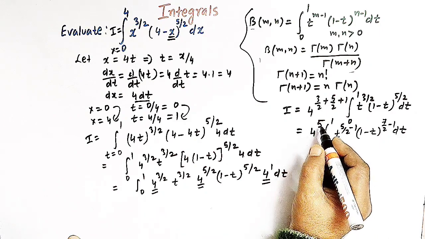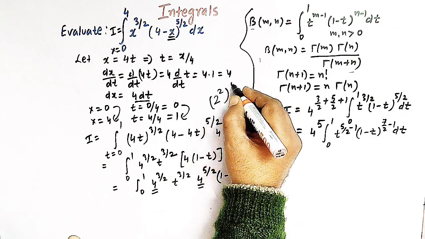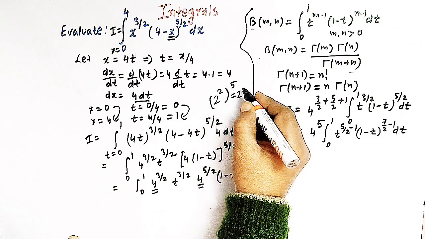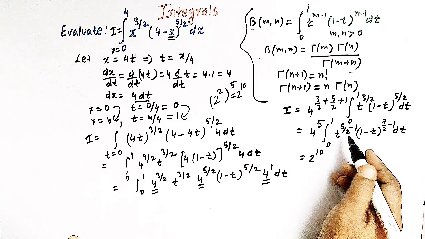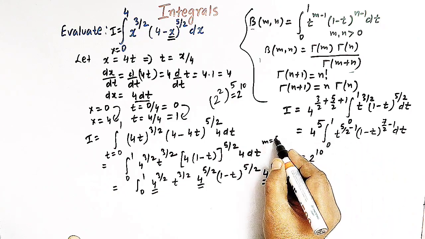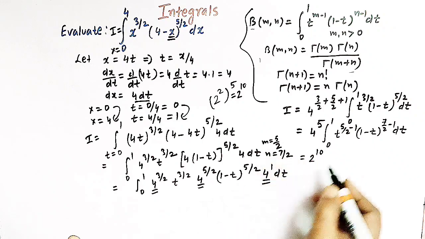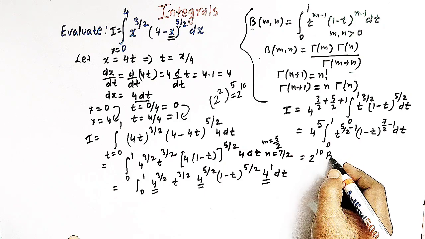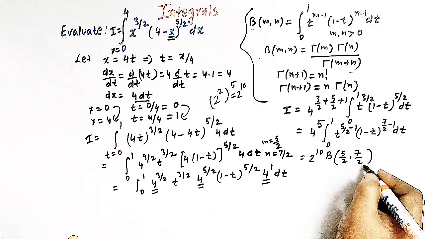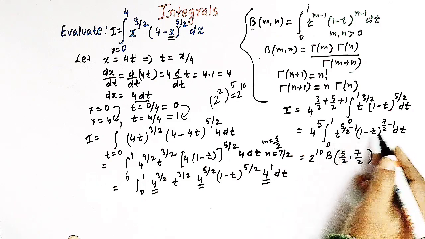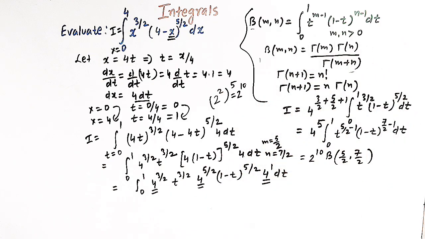So now 4 raised to 5 can also be written as 2 squared raised to 5. So we have 2 raised to 2 times 5, which is 10. So here we have 2 raised to 10, and the value of m is given by 5 by 2, and the value of n is given by 7 over 2. So this integral is now equal to the beta function, that is beta of 5 by 2, comma 7 over 2. And here it is quite obvious that 5 by 2 and 7 by 2 both are greater than 0, or positive.